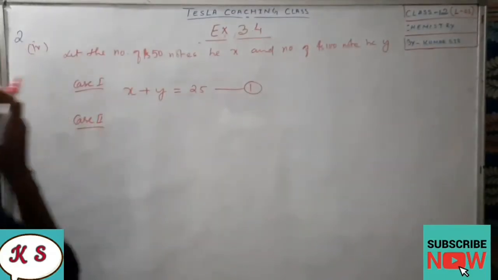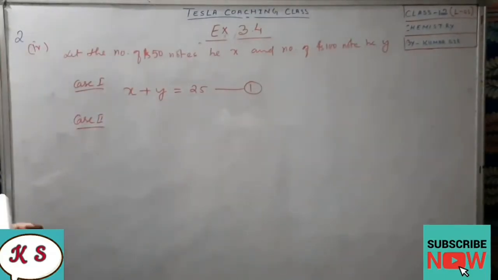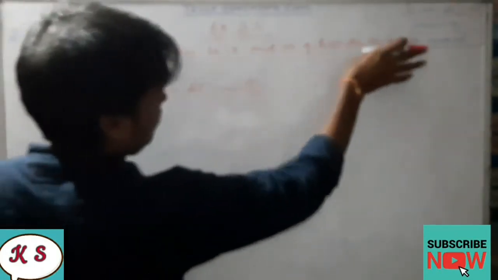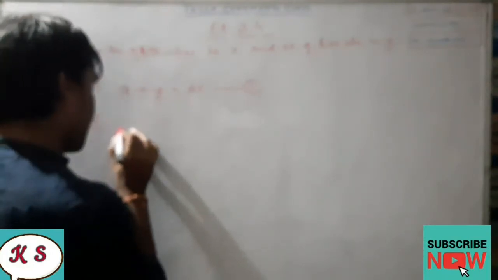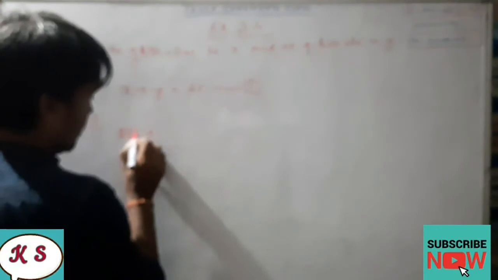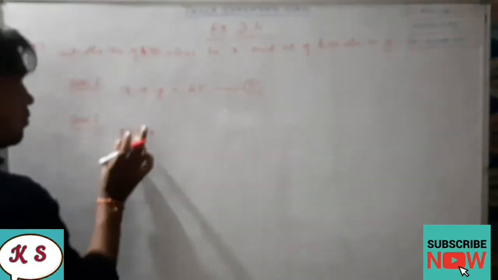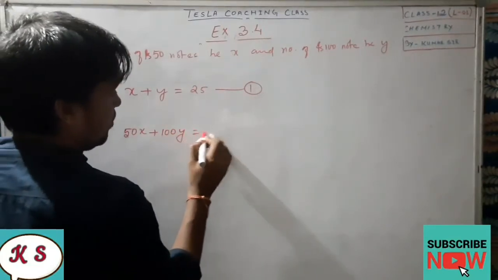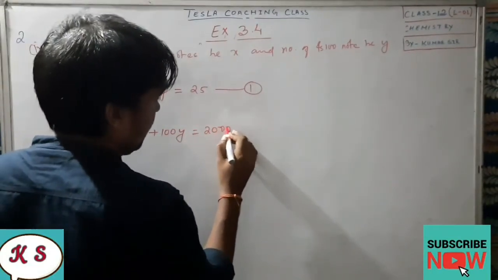Now case 2. In case 2, what is said? She asked the cashier, okay, she got total 2000 rupees. Out of that, 50 rupees note is X and 100 rupees note is Y. So we'll write here 50X. Total amount she got is how much? 2000. So 50X and 100 rupees note is how much? Y. So it will be equal to 2000.